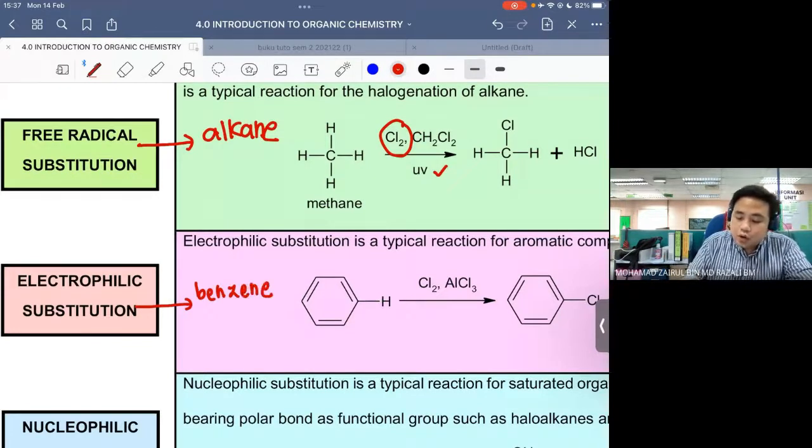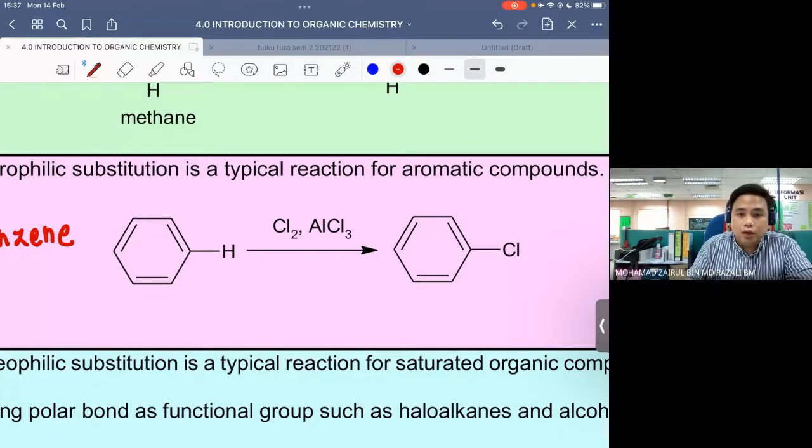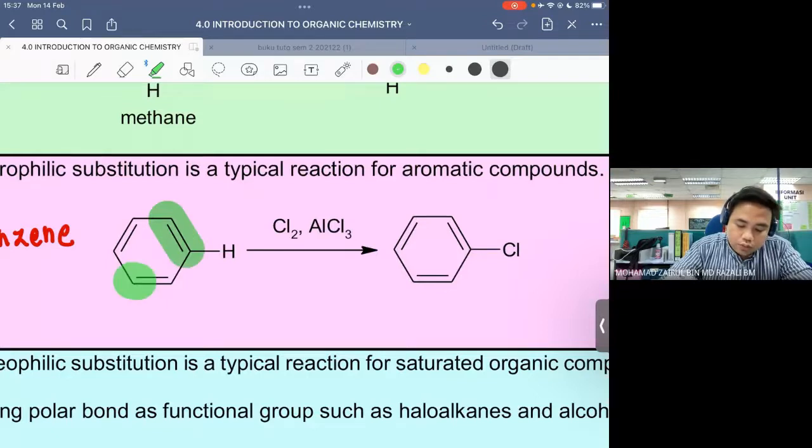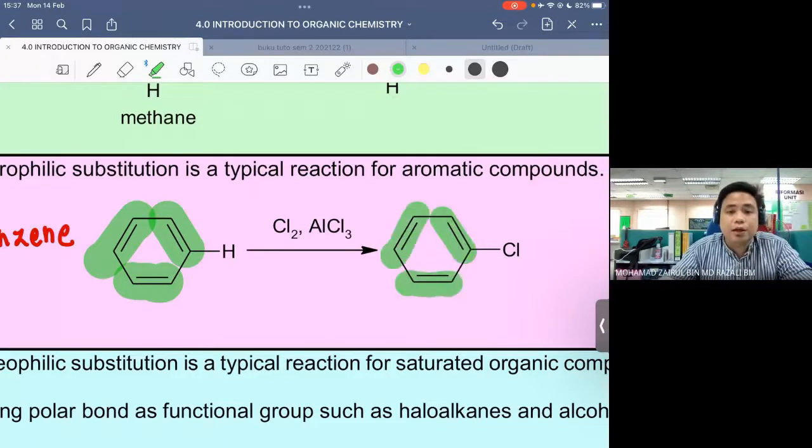Okay, so awak tengok, awak comparekan reactant dengan produk tu. Awak comparekan dia punya bond. So, dekat reactant tu, kita ada 1, 2, 3 double bond. Dekat produk pun kita tengok, kita ada 1, 2, 3 double bond. Maknanya bond kita tak usik.